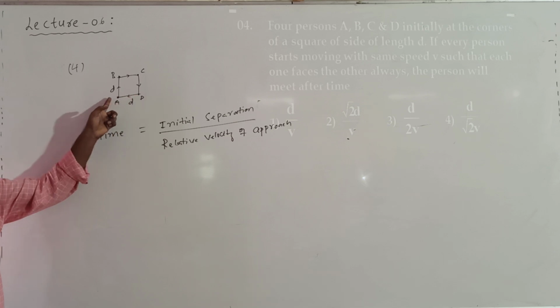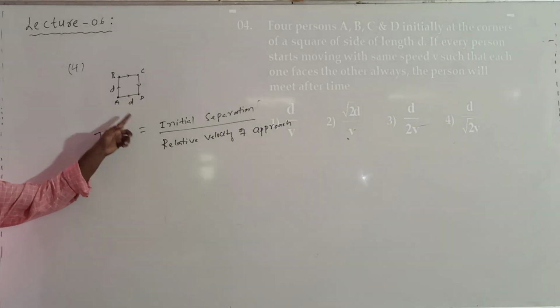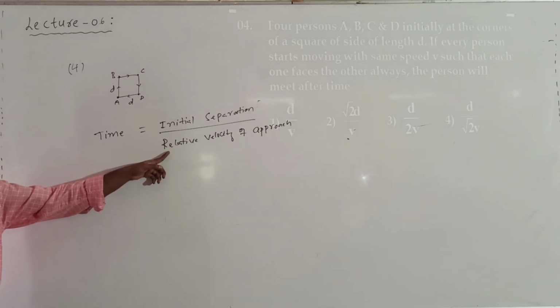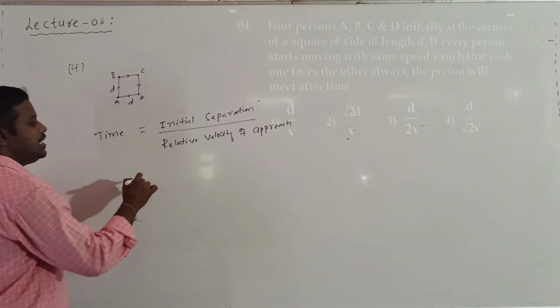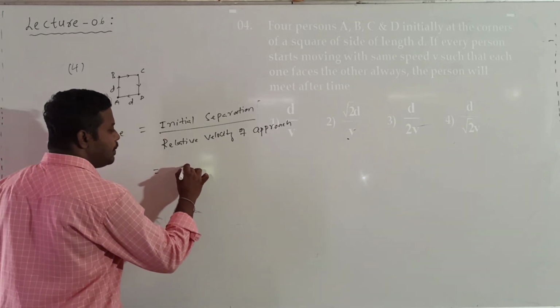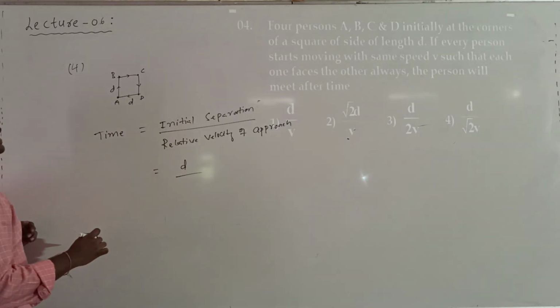What is the relative velocity of approach? Each person is approaching the other person. Relative velocity is the velocity of one body with respect to another body, a concept you know. So the time is the initial separation divided by the relative velocity of approach.